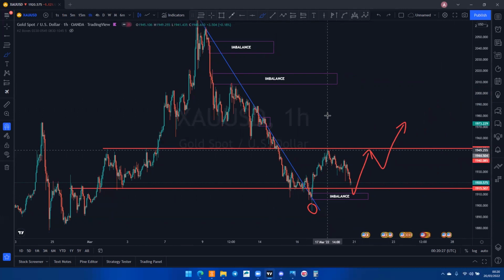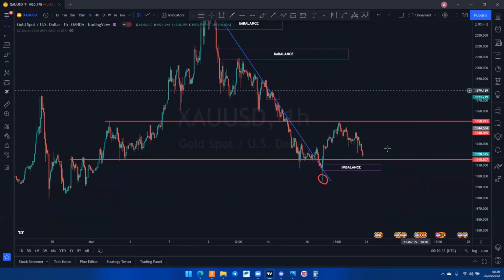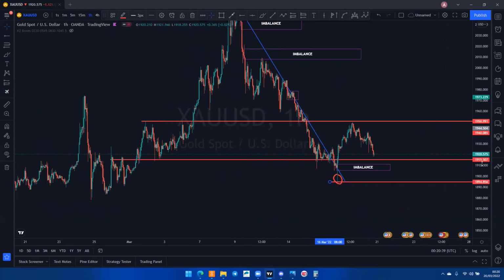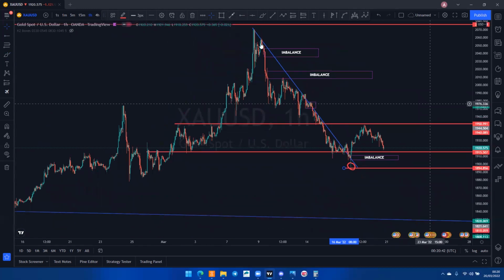Now, time to talk about the invalidation area and what to do if this forecast flips on its head. 1895 was the spike low from the FOMC. Since we are showing bearish moves on the hourly and the 4-hourly here, if price does break back, I'm sure we should have some sort of bullish reaction here.